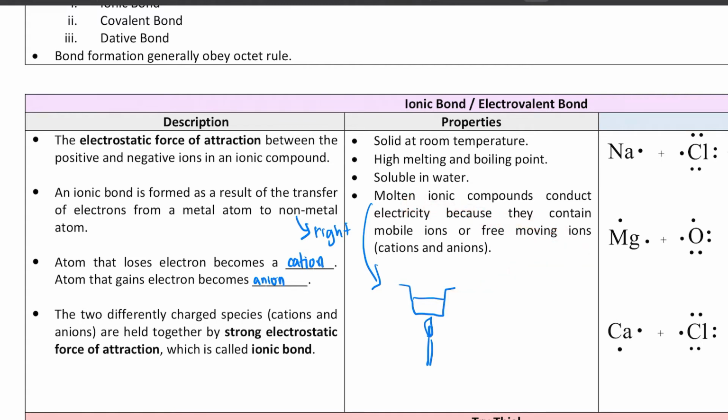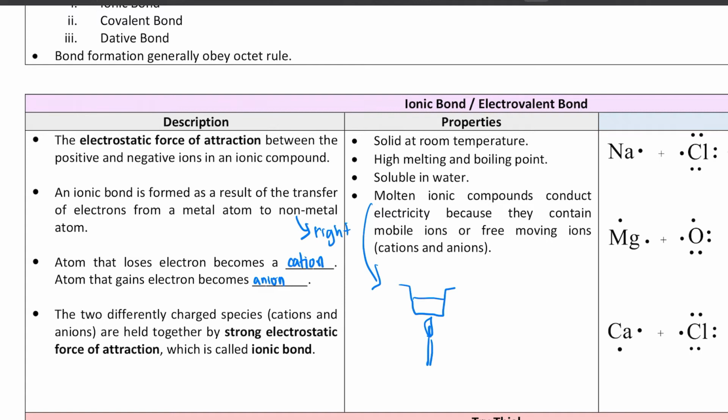Okay, dia molten, sebab dia lebur. Okay, without addition of water, solid tu terus tukar jadi liquid. Okay, so bila dia molten, molten ionic compound ni boleh conduct electricity. Sebab apa? Sebab dia ada mobile ion. Alright, so ini konsep ni sama macam fizik lah kan.